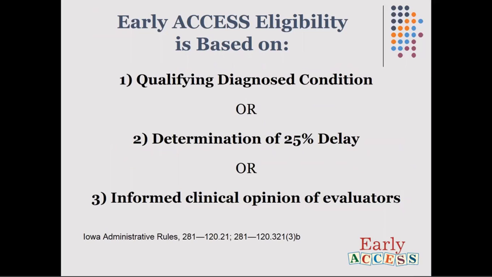Eligibility for early access is stated in Iowa's Administrative Rules for Early Access, which have been in existence since 2005. An infant or toddler may be eligible for early access based on a confirmed diagnosed physical or mental condition, a 25% delay in an area of development, or the informed clinical opinion of evaluators.